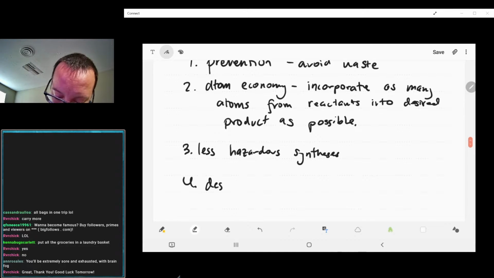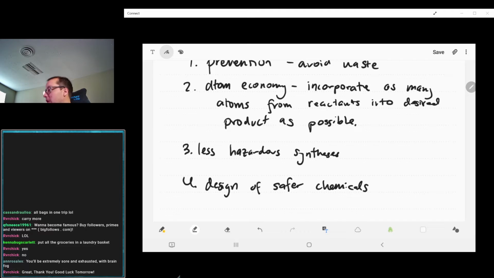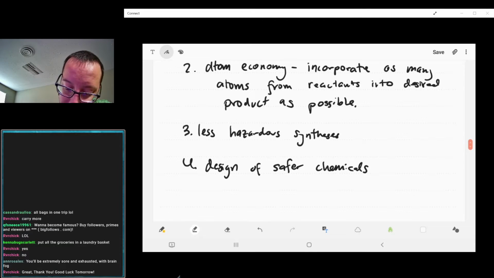Designing safer chemicals. So maybe choosing ones that can get the job done without incorporating toxic elements into them, or designing them in such a way that you minimize any nasty side effects that could happen if they're introduced into the environment. So just keeping these things in mind there. There are 12 of these, as I've mentioned.